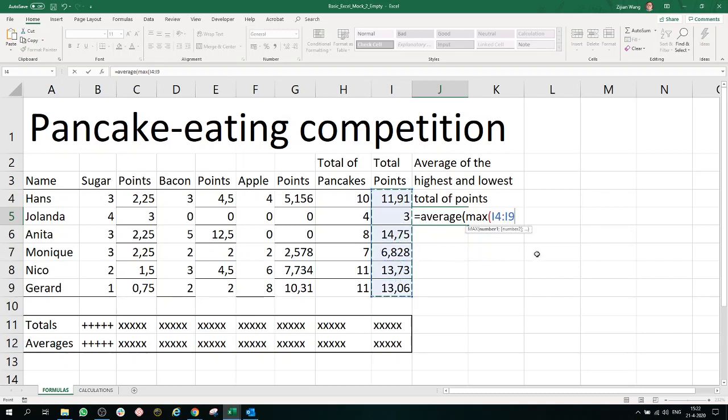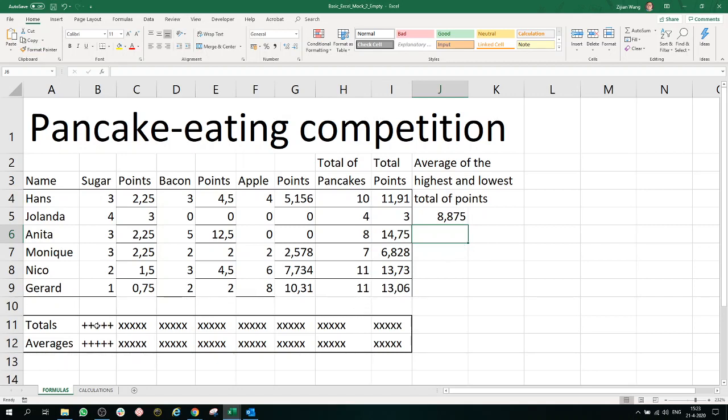So here are the points. So the max of all these points, and the second one is the minimum, because it's the lowest number of all the total points. So we close it, and we are still missing one parenthesis. We close the second parenthesis, press enter. Here we go.